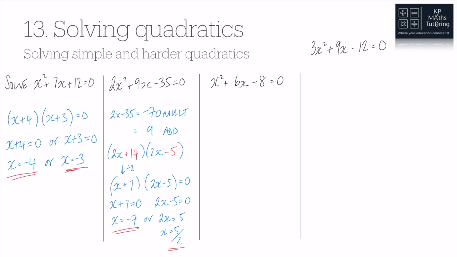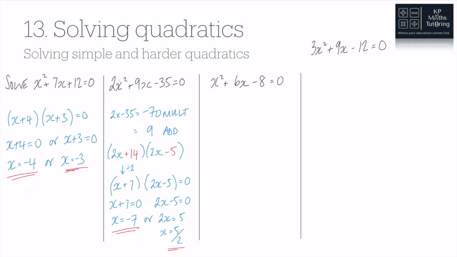Therefore, I get x plus 7. 2x minus 5 stays as it is. And then I go through my process I've done here. X plus 7 equals 0, so it becomes minus 7. 2x minus 5 equals 0, so move the minus 5 over, it becomes plus 5. And then divide by 2. Okay, so make sure you know how to do that when the coefficient of x squared is greater than 1.